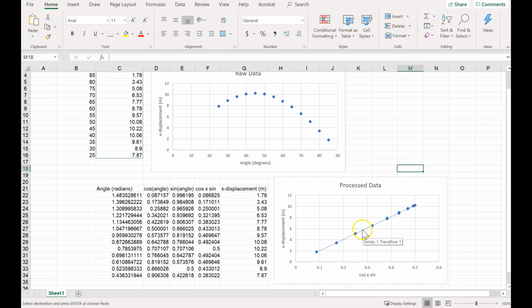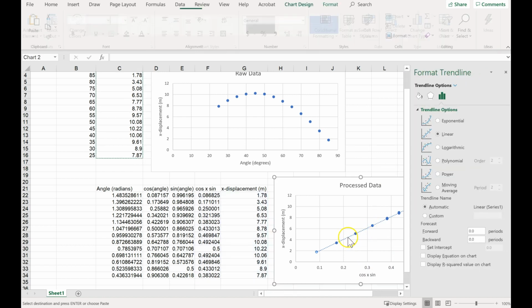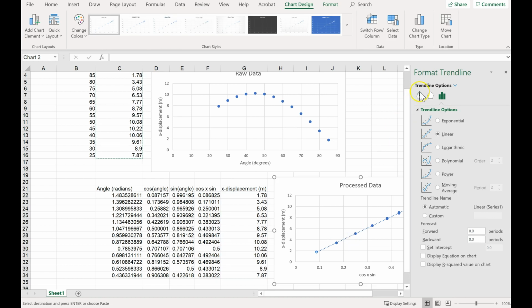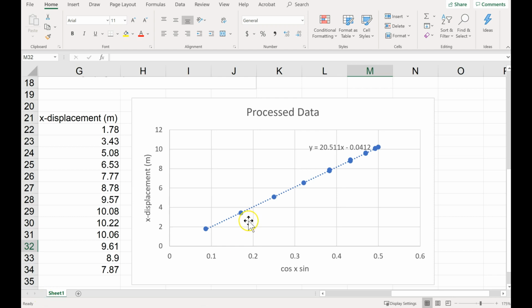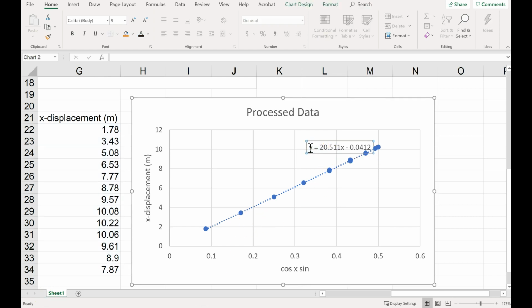Now I'm going to double click on the line, the best fit line. Don't double click on a data point. Double click on the line itself. Make sure you've selected the 3 bars on the side and check the box for display equation on chart. Then click the X to close. If I zoom in on my graph, I can see it has the form y equals slope x minus b, or plus b. And it's a straight line, just like we predicted. This value is the slope.